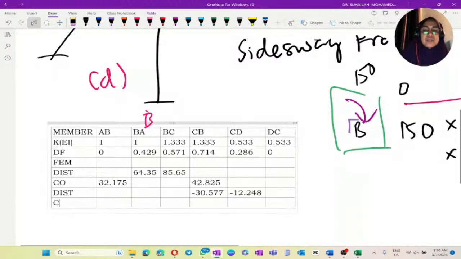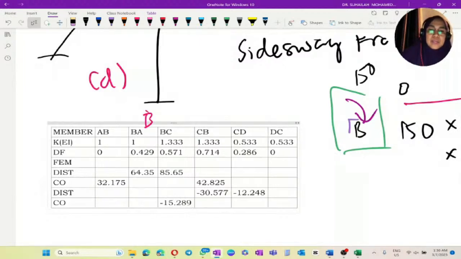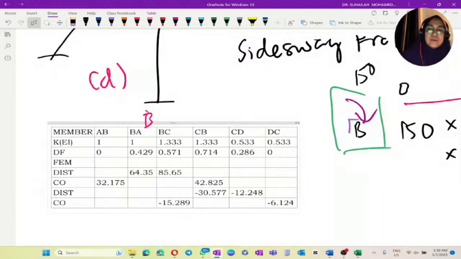Carry over. Negative 30.577 divided by 2 is negative 15.289. And 12.248 divided by 2, we get 6.124, negative 6.124.